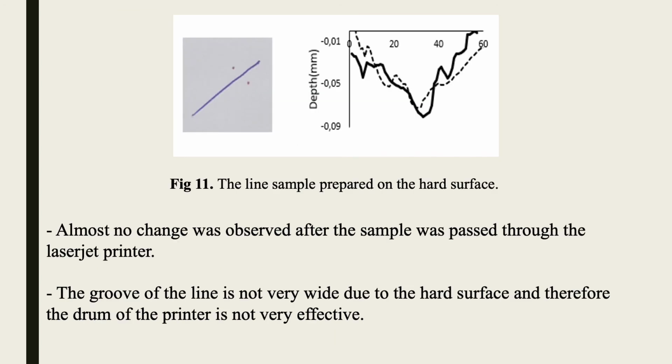The sample seen in the figure was prepared on a hard surface and almost no change was observed after passing the sample through the laserjet printer. The reason why almost no change was observed after passing the printer, although the depth reaches 80 micrometers, may be related to the shape of the groove of the line. The groove of the line is probably not very wide, and therefore the drum of the printer is not very effective.